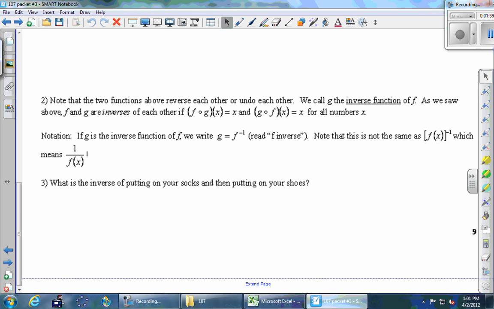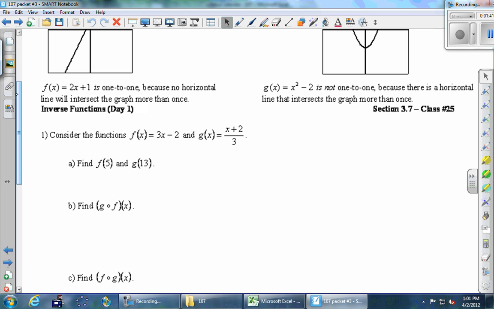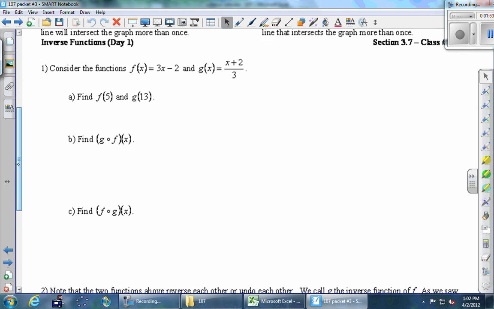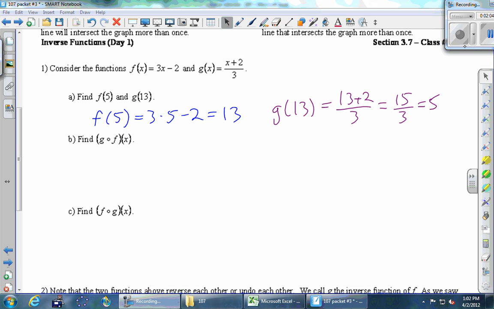Okay, so in the middle of page 9, right here we begin with number 1. We'll go with Sarah. Okay, go ahead and find those two things and check with your neighbors. So what is f of 5? 13. What is g of 13? 5. So there's some kind of swapping thing happening with these two functions. 5 goes to 13. 13 ends up going back to 5 when you plug into the other function.